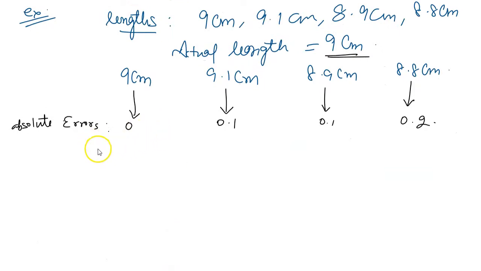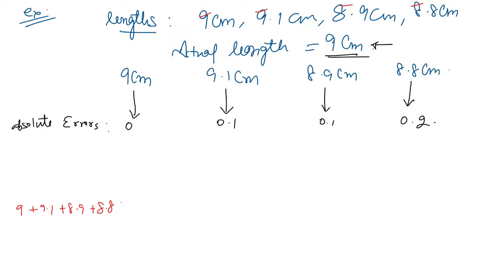Now, what is mean absolute error? Actual length. See, how did I get actual length? Even if this actual length is not given, you can determine it. So how can we determine actual length? Just take the mean of all of these values. So if you take the mean of 9, 9.1, 8.9 and 8.8, if I sum up and divide it by 4, you can see you are getting 8.95.